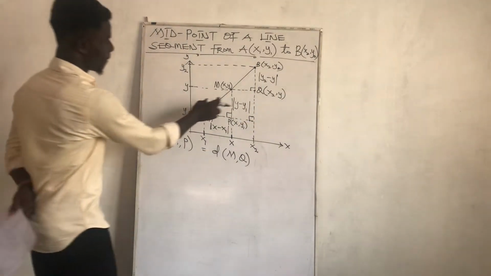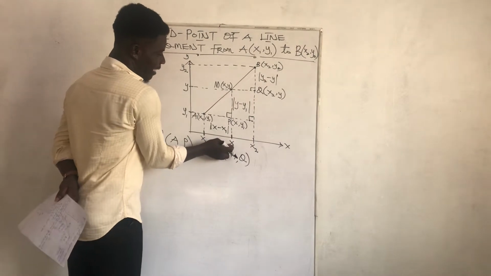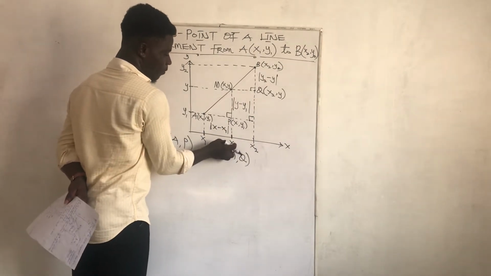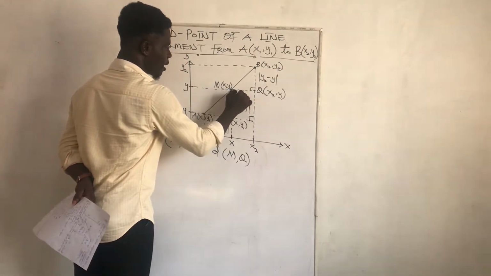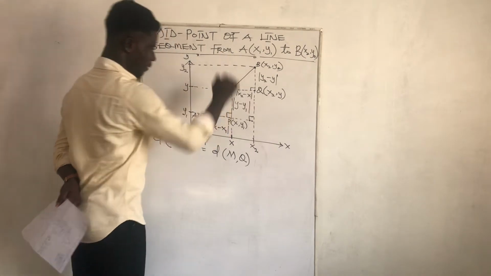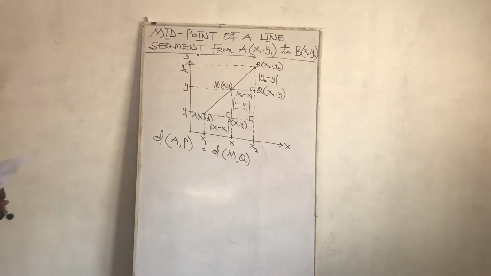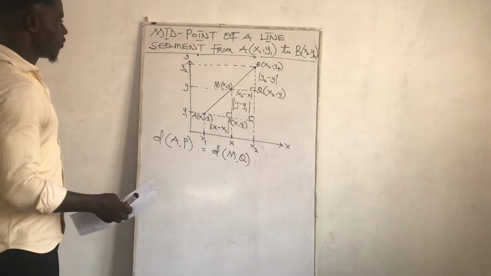Then here, because x is smaller than x2, we can subtract this one from that. So I'll get x2 minus x. Very, very simple.